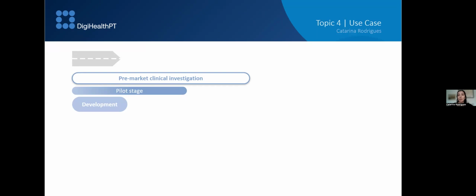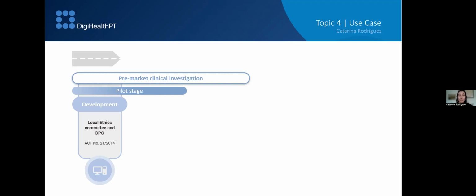For example, if I am at a very early stage of development, I may need to train my algorithm. And in order to have access to clinical data to train the algorithm, I will need to submit a clinical study to the local ethics committee and to the data protection officer of the hospital that I choose to obtain the data.